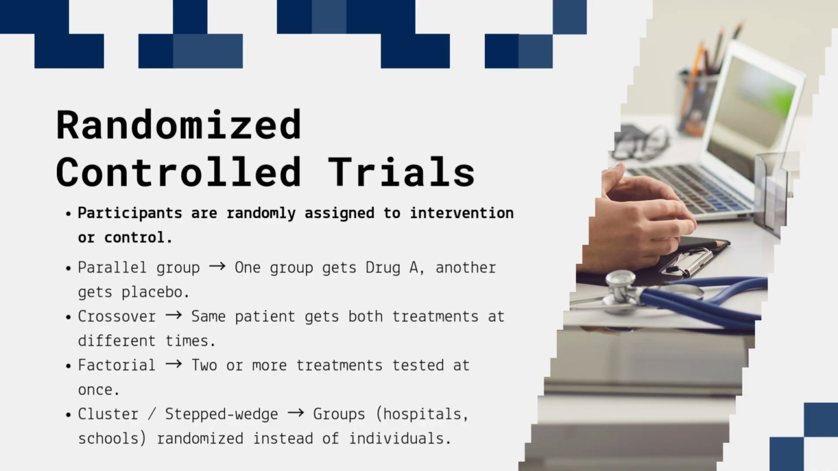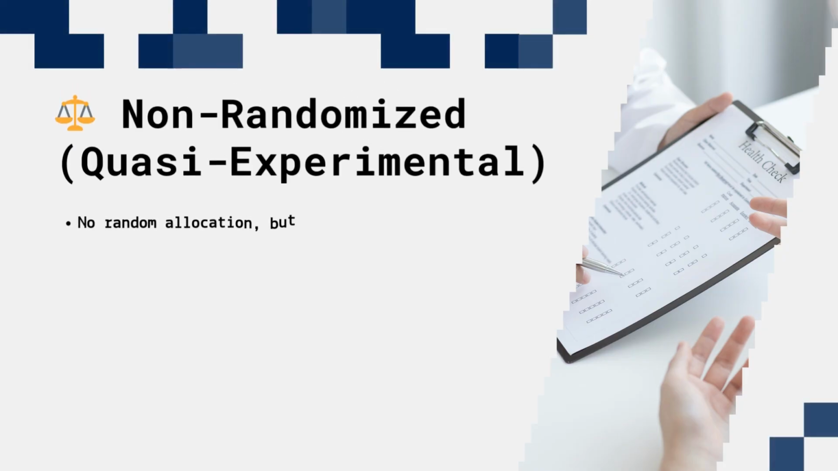Of course, randomization is not always possible. Sometimes it's impractical, unethical, or too costly. In those cases, researchers may still assign an intervention, but without full randomization. These are called non-randomized trials or quasi-experimental studies.